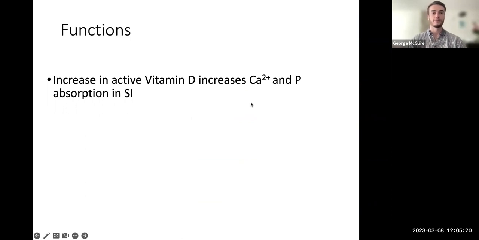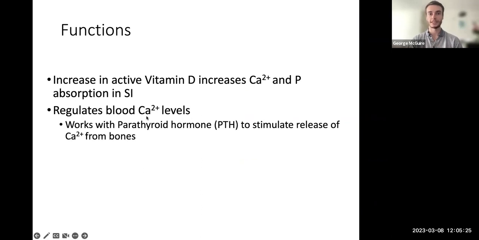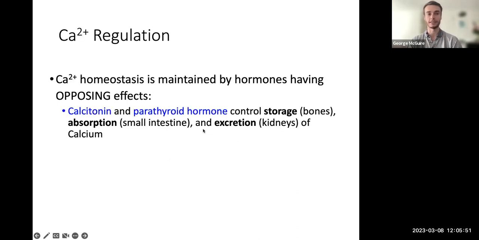So vitamin D is going to play a role in calcium and phosphorus absorption from the small intestine. It regulates how much calcium we actually have available in our blood. So it works with a hormone called parathyroid hormone to stimulate the activity of osteoclasts, which are going to break down those calcium, phosphate, magnesium crystals and release more calcium into the blood. So when calcium levels drop to a threshold that is too low, vitamin D will work with parathyroid hormone to stimulate the release of calcium.